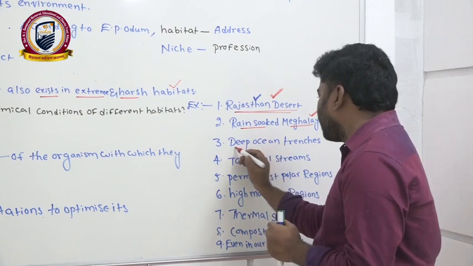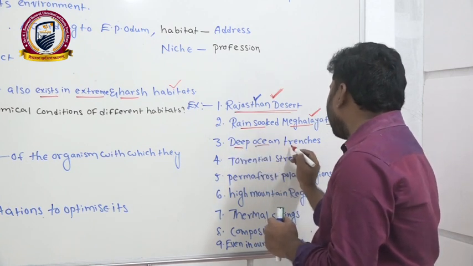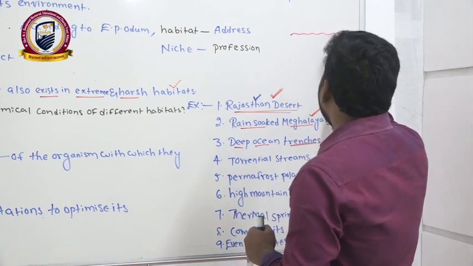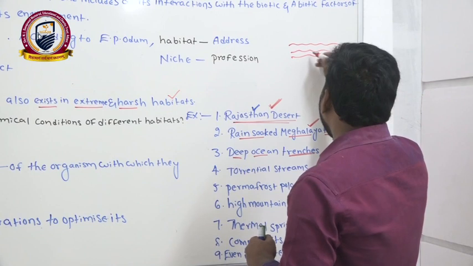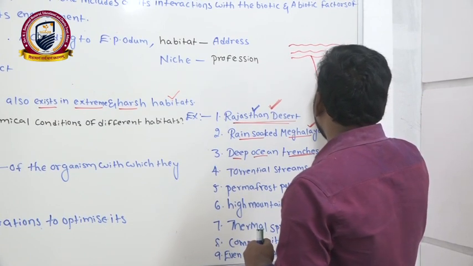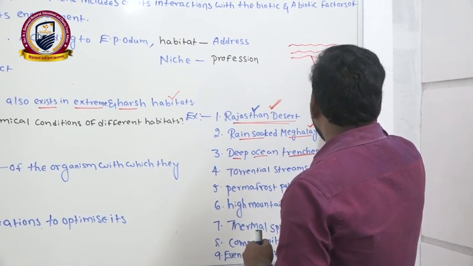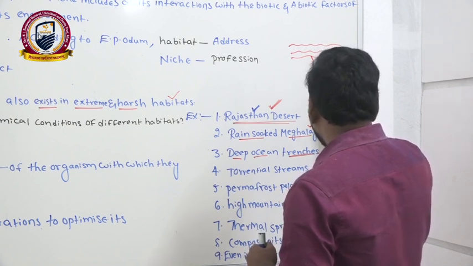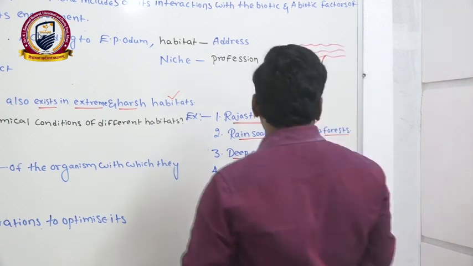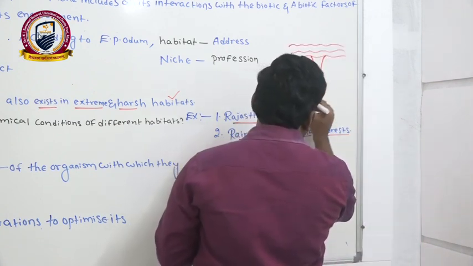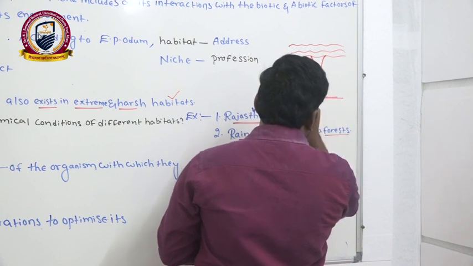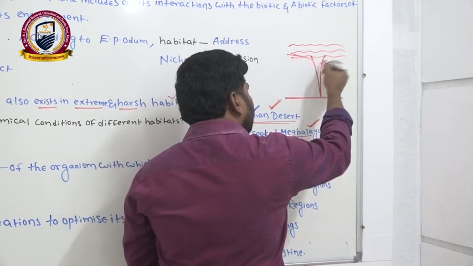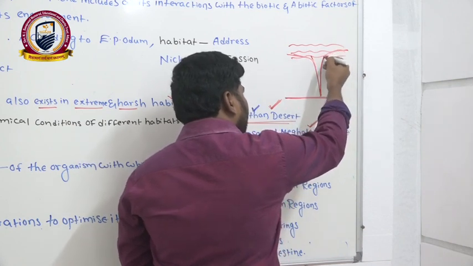Like, if you see deep ocean trenches. Deep ocean trenches means nothing but, for example, this is the ocean water. Deep ocean trenches means nothing but a narrow way, or a narrow hole-like way presented in the ocean up to the bottom, from the margins, like this deep trench is presented.